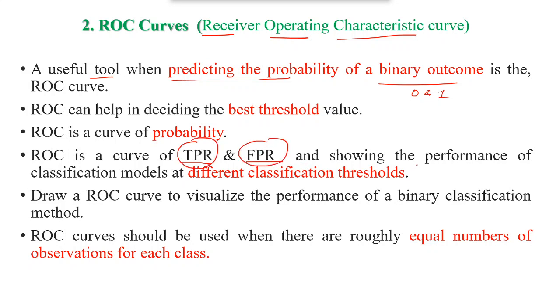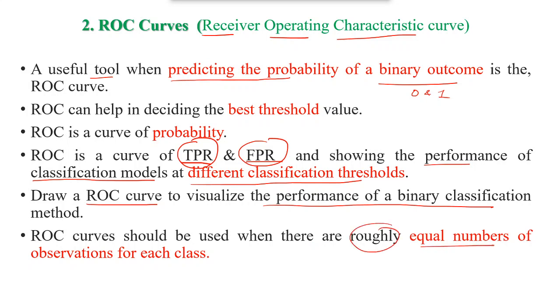This is the curve showing the performance of the classification models at different threshold values. So you draw the curve to visualize the performance of a binary classification problem. The ROC curve should be used when there are roughly equal numbers of observations for each class.